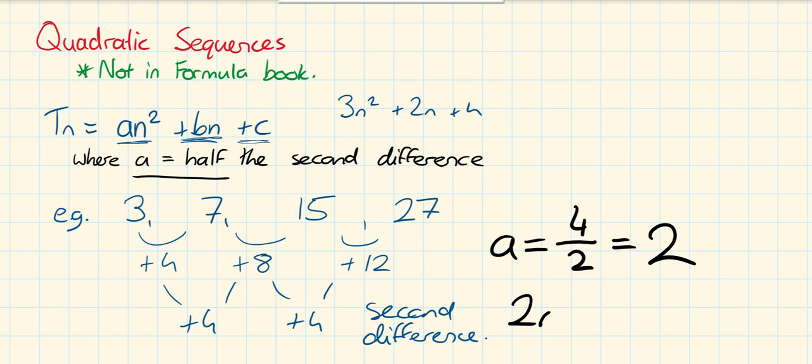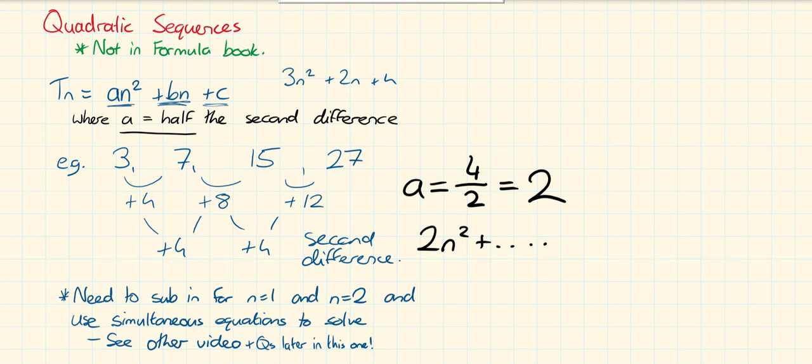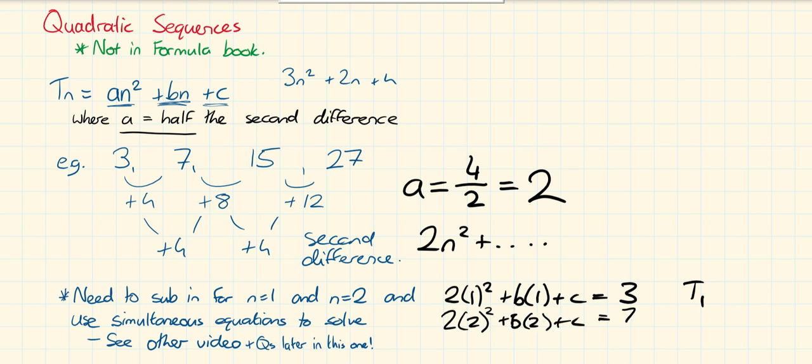So this function would be 2n squared plus a few other things. To work that out, you would need to sub in for n equals 1 and n equals 2, and then use simultaneous equations to solve. So for example, this would be 2 by 1 squared, subbing in for n equals 1, plus b times 1 plus c is equal to 3, because that's our first term, our T1. And then we would also put in for n equals 2, so 2 by 2 squared plus b times 2 plus c equals 7. That's T2. Then we work these out as simultaneous equations and solve them. But anyway, let's get right into the exam questions. That's just a revision on linear and quadratic sequences.